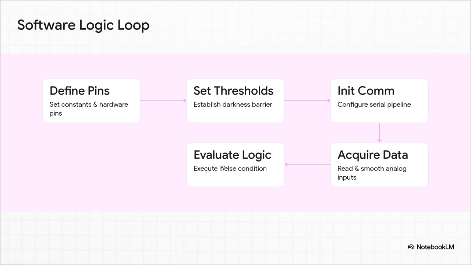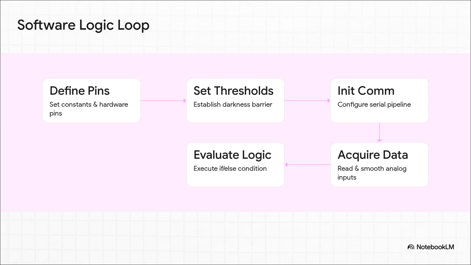Step 1, we define our hardware pins so the code knows exactly where to look. Step 2, we establish our state threshold. We just pick a number, say 400, that represents our ideal darkness level. Step 3, we open up a communication pipeline to our laptop so we can actively monitor the data stream. Step 4, we continuously acquire that analog input from the sensor. And finally, Step 5, we evaluate conditional logic.